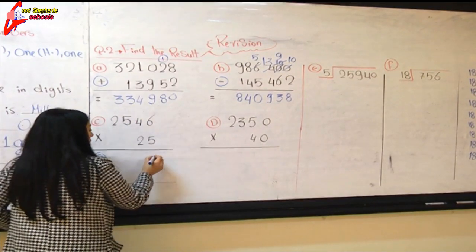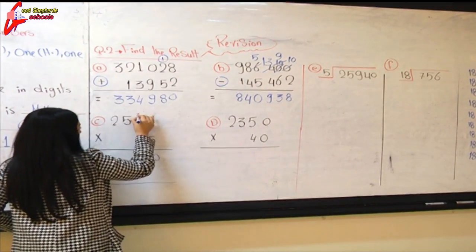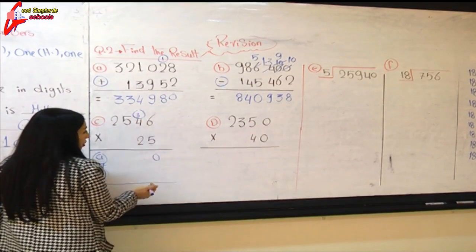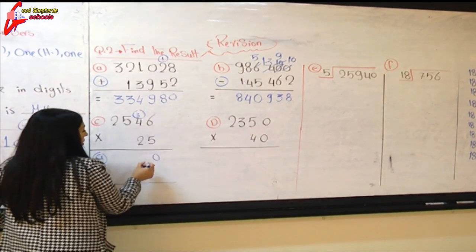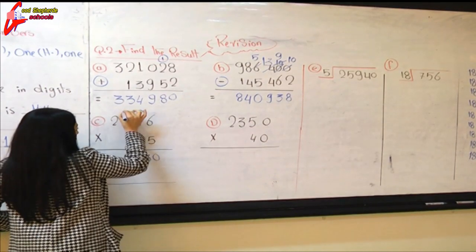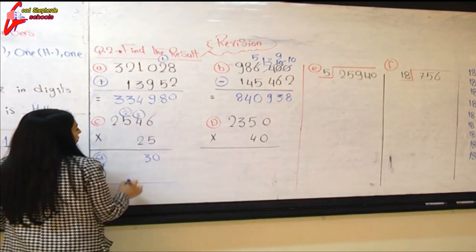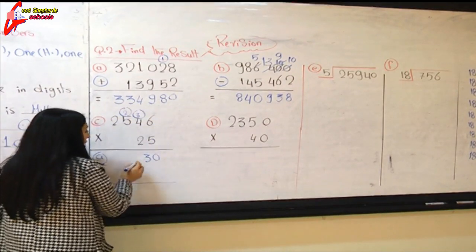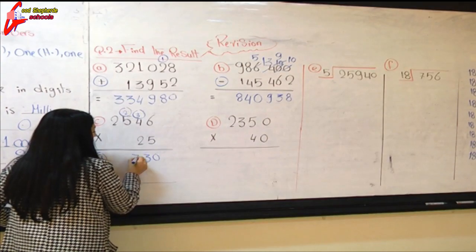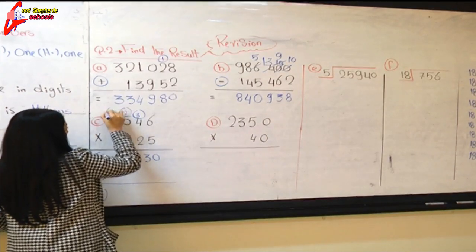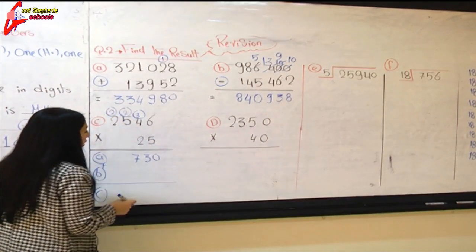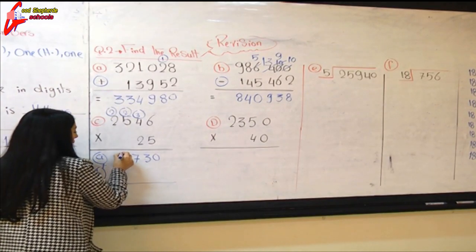6 times 5, 30, 0 and carry up 3. 4 times 5 equals 20, 20 plus 3, 23, 3 and carry up 2. 5 times 5 equals 25 plus 5 plus 2, 27. Carry up 2. 2 times 5 equals 10 plus 2, 12.